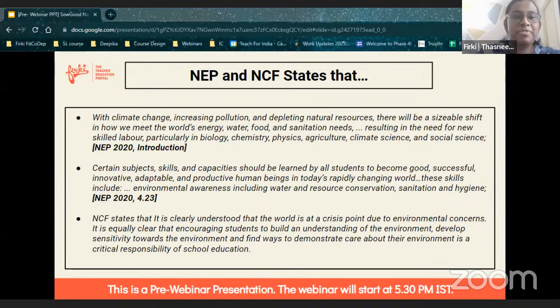The National Curriculum Framework, NCF, states that it is clearly understood that the world is at a crisis point due to environmental concerns. It is equally clear that encouraging students to build an understanding of the environment, develop sensitivity towards environment, and find ways to demonstrate care about the environment is a critical responsibility of school education.